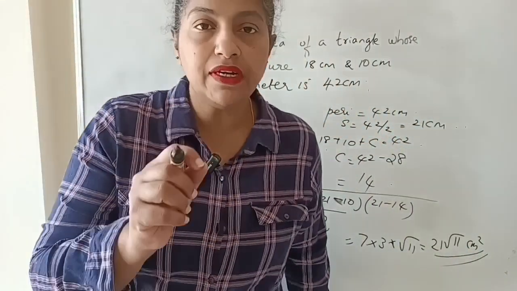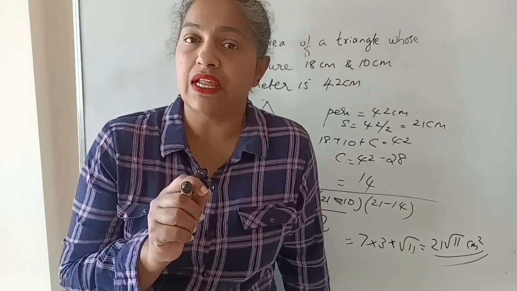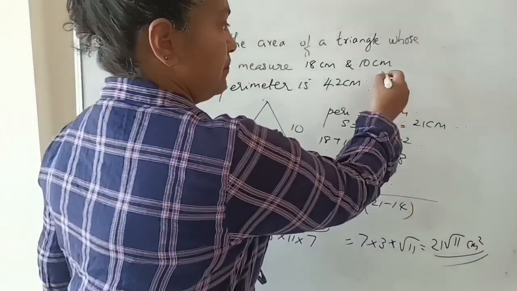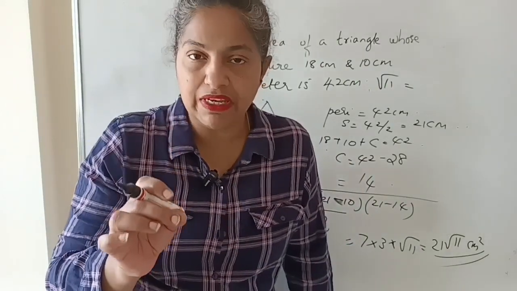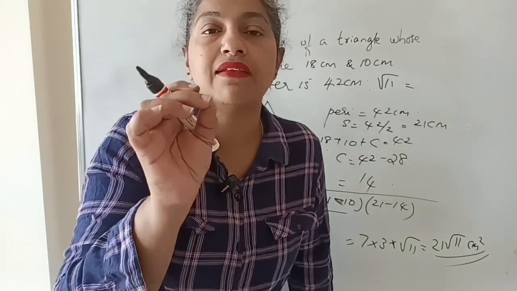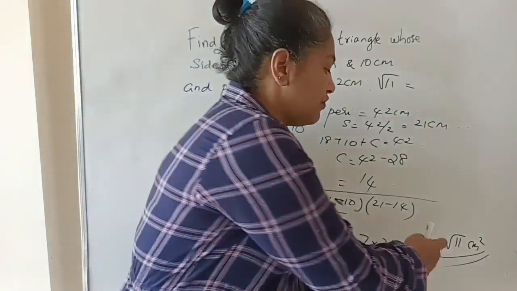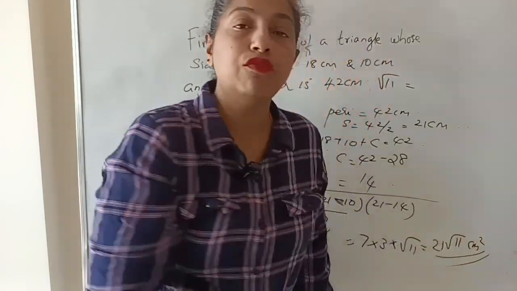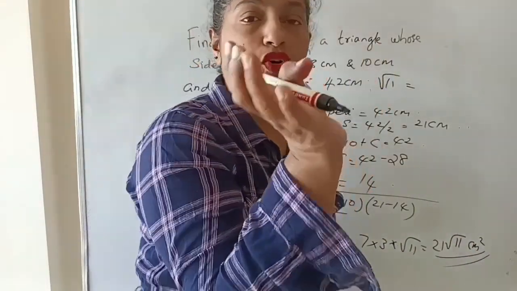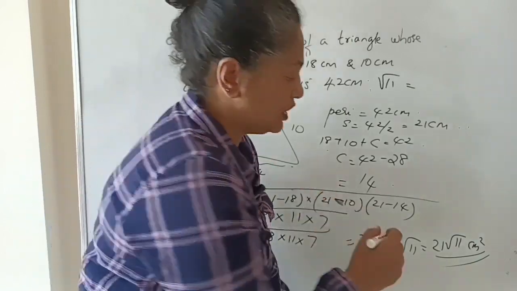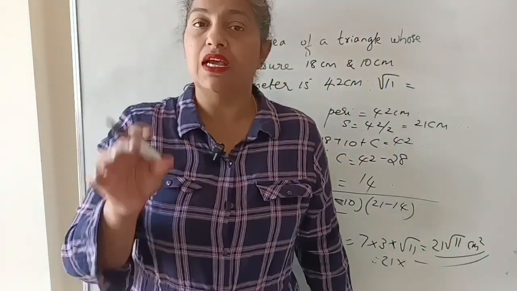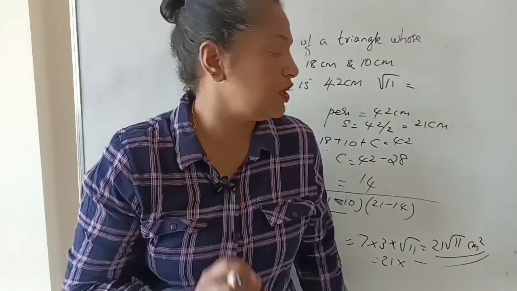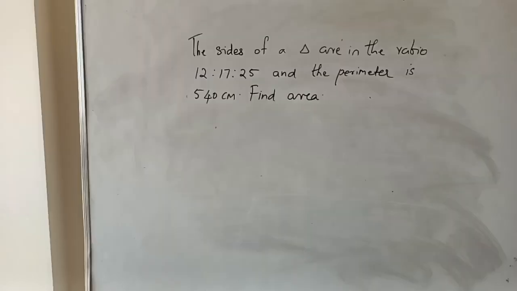Okay. Now, in certain cases, the value of root 11 will be given to you in the question. Root 11 is equal to so and so value. If the value of root 11 is given to you in the question, they are expecting you to multiply this 21 with the value of root 11. So, as a final answer, whatever the value of root 11 that is given to you, you have to multiply it and write the final answer. If the value of root 11 is not given to you, you can leave the answer over here.